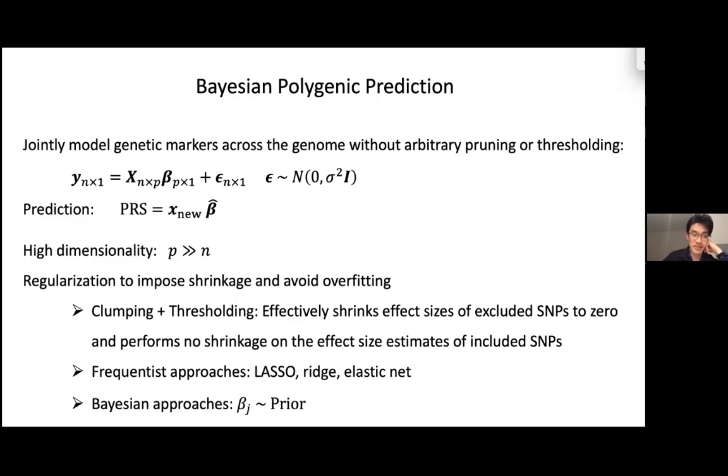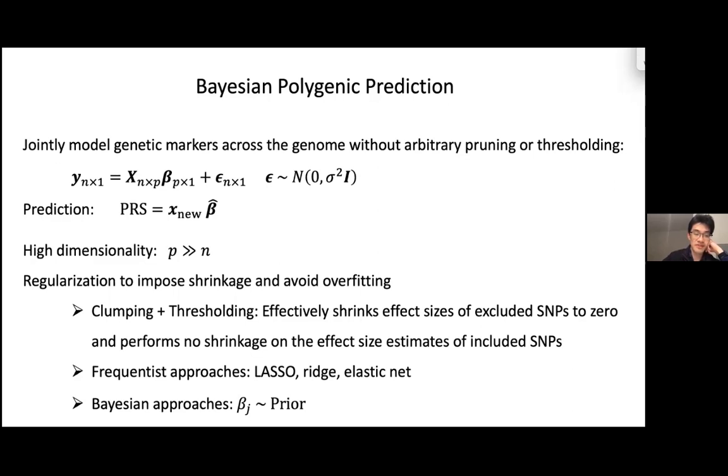So there are many more principled statistical methods that can impose this shrinkage. So for example, the frequentist approach is to fit a regularized regression using methods like lasso or ridge regression or elastic net, which often encourage sparse effect size estimates and penalize large effects. So if you have heard of this method called lassosum, that's one of the polygenic prediction methods that applies lasso to build PRS.